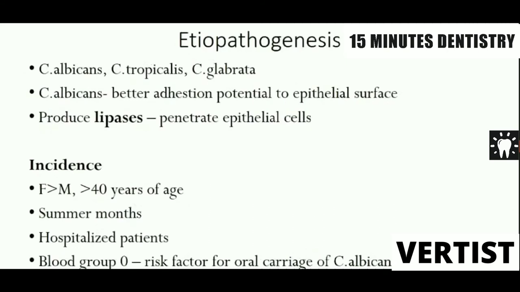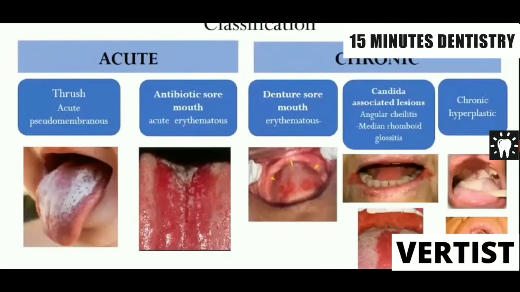Now, there are different species of Candida in the oral cavity: Candida albicans, tropicalis, glabrata. Now, how do they colonize? They produce lipases which penetrate the epithelium and adhere to the epithelial surface. So, when we use an antifungal agent, it prevents the adhesion of these fungal mycelia onto the epithelium. Now, you can classify candidiasis as acute and chronic.